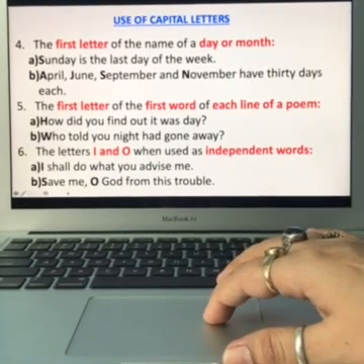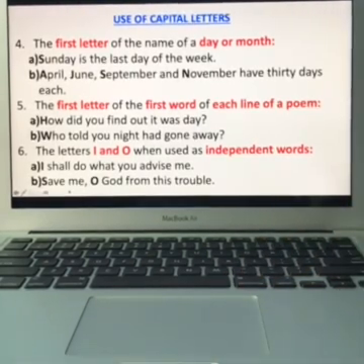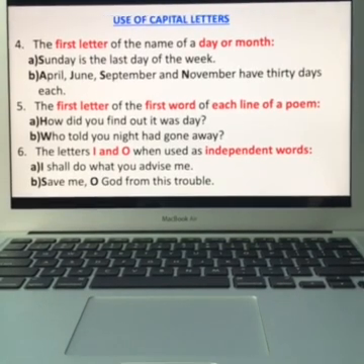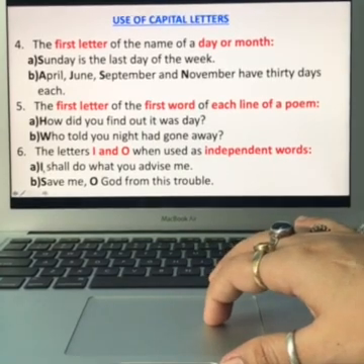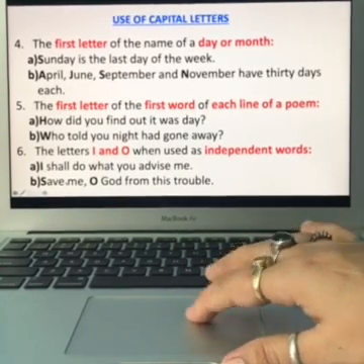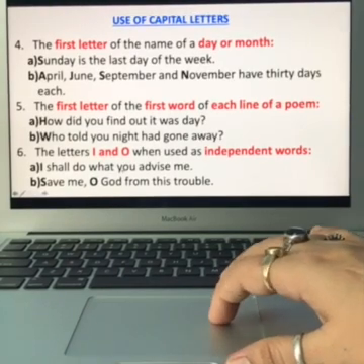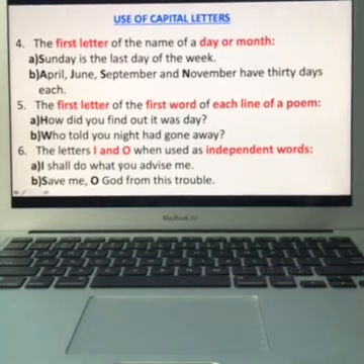The letters I and O, when used as independent words, will be always capital. I shall do what you advise me. Save me, O God, from this trouble. See, I in this first sentence and O in the second sentence are capital because we will always write I and O capital when they are used as independent words.